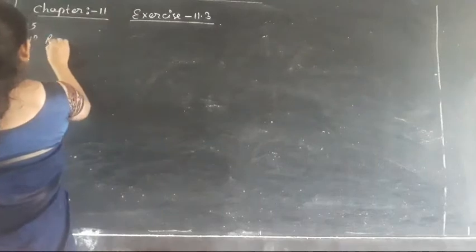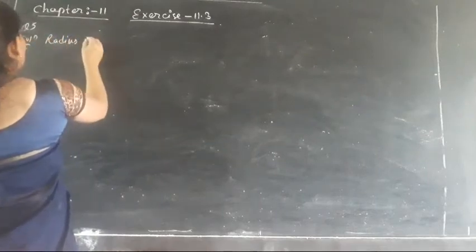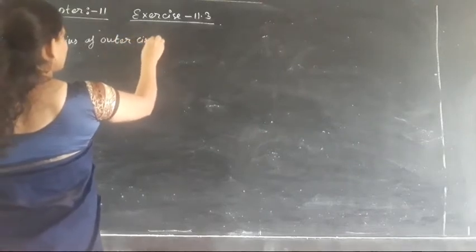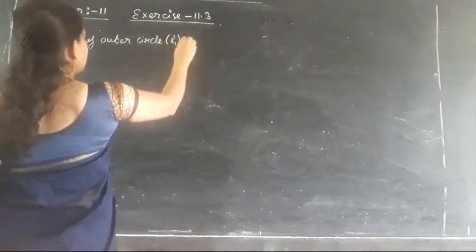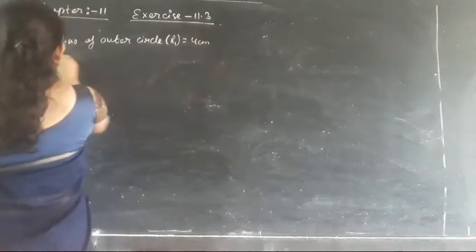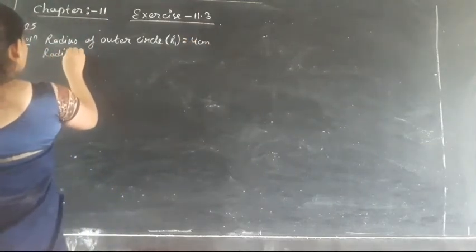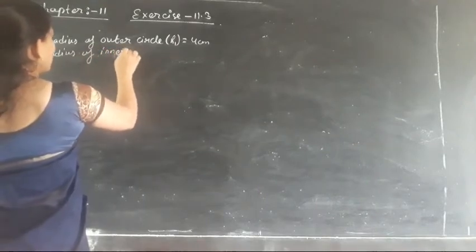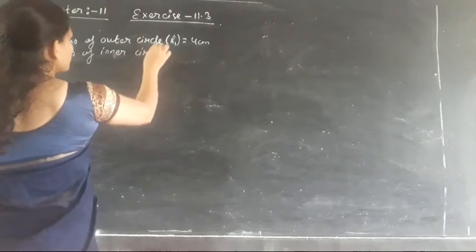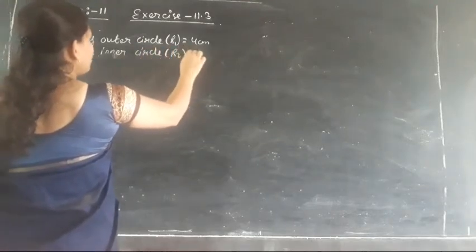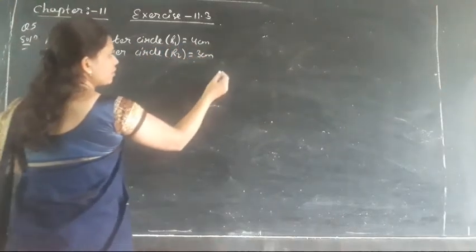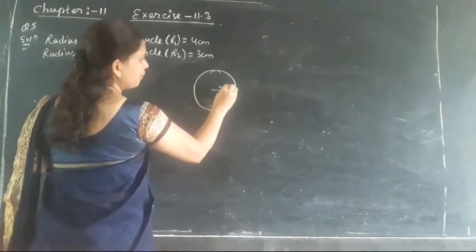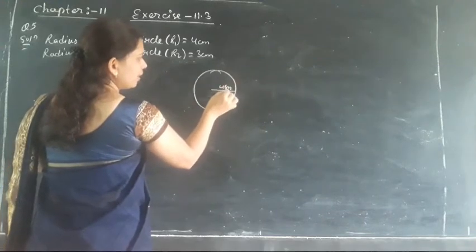So the radius of the outer circle, that we will consider as R1, is equal to 4 centimeter. Okay. Then the radius of the inner circle, meaning the circle which we have to cut out, we will consider as R2, that is 3 centimeter. Okay, I will draw a circle for you. This is a circle which is having 4 centimeter. Then one more circle.